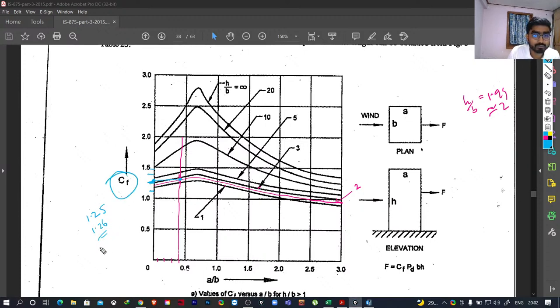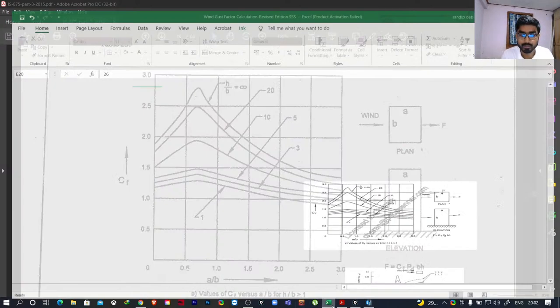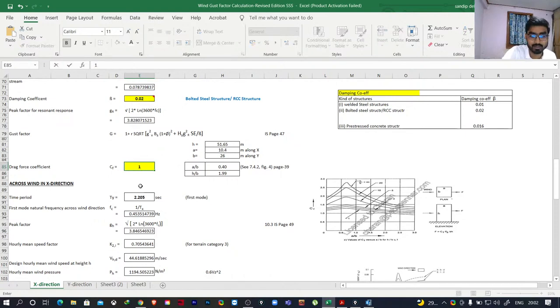The CF value for X direction, we are finding out for this direction now. Okay, so let us see the CF value in the Excel sheet. We have got this CF value. Here we have considered 1.3 actually. Let us change it so that you get it. So I made it, suppose, 1.27. Okay, this is all totally about your assumption, because we do not have any exact values in the graph, right?